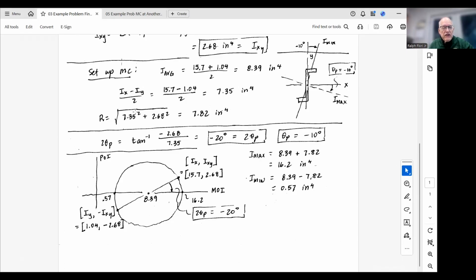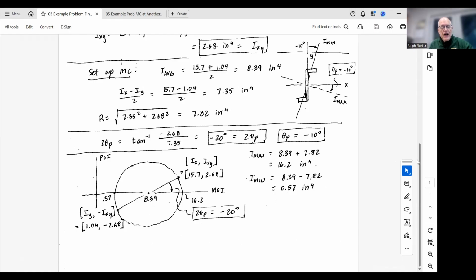So we found our center to be I average, which is 8.39. We found our radius to be 7.82. So Imax is 8.39 plus 7.82, which is 16.2. Our Imin is 8.39 minus the radius, minus 7.82, so it's 0.57. That gives us Imax and Imin.